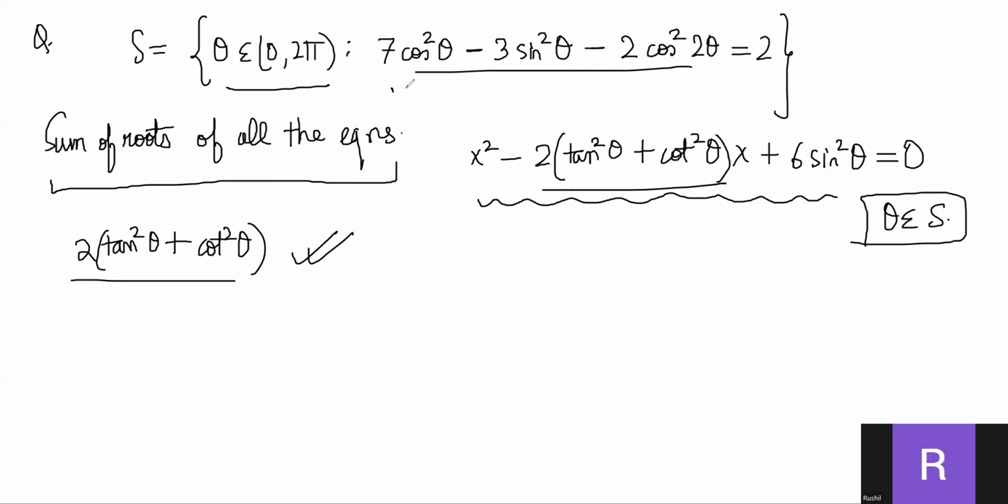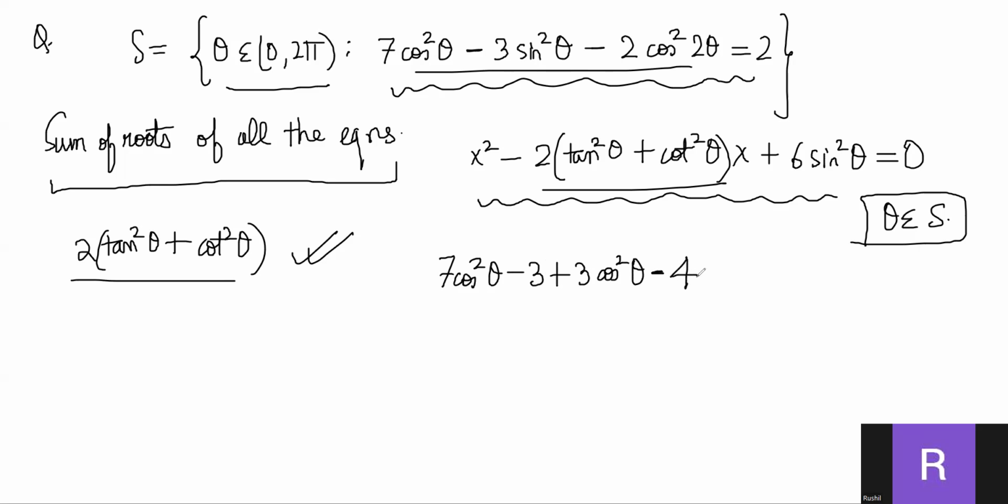After this point, it's about solving this. How do you solve this? We'll write everything in terms of cos. So we'll convert the sine square into 1 minus cos square, and we'll write the cos 2 theta as 2 cos square theta minus 1 and expand that. And then we'll get a quadratic. But even after that, one of the solutions is not possible. The only solution will be cos 2 theta is equal to 0.